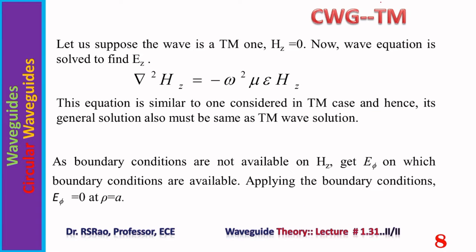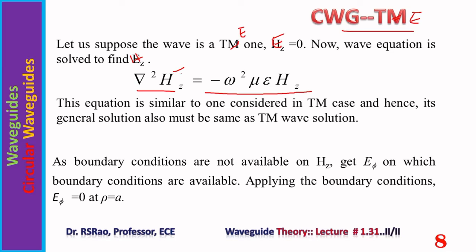Now let us consider the case where the wave is TE. Next we consider the wave TE, not TM. TM we have completed. Let us say the wave is TE. Therefore, Ez equal to 0. Now the wave equation is solved for Hz. Del square Hz equal to minus omega square mu epsilon Hz is the equation. This is very much similar to the wave equation which we have in case of Ez. The only difference is E has been replaced by H.